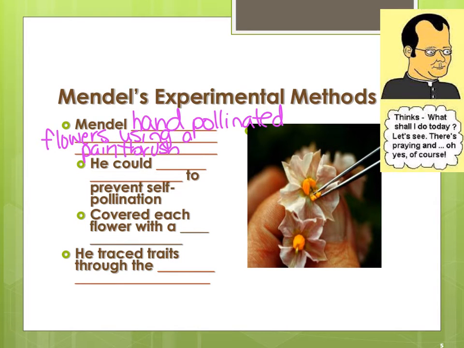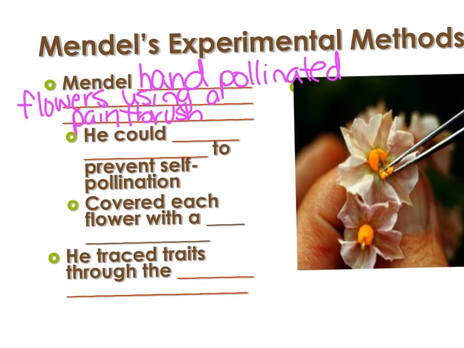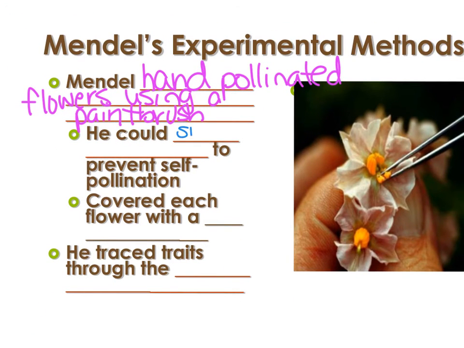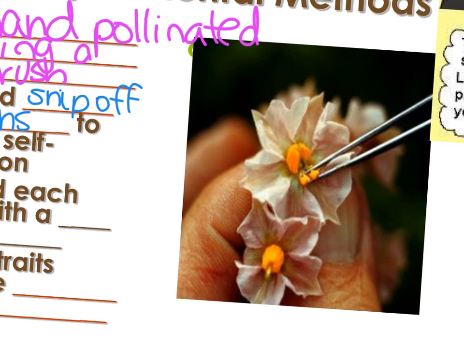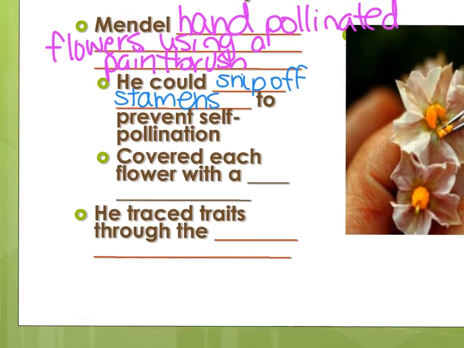Doing that, once he got the plant pollinated, what he would do is he could snip off the stamens to ensure that no pollen from that plant got in there. So if you look here, here he is snipping, or that's not him, trust me, but that's someone else who's just removing the stamens, or the anthers, to ensure that no pollen is getting into that plant.